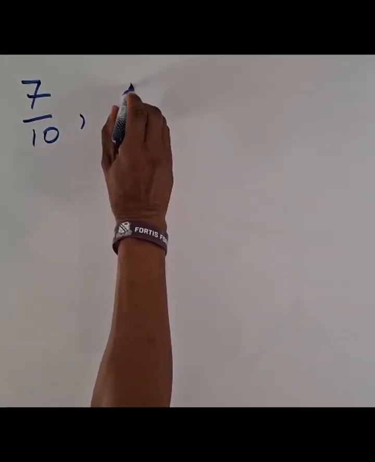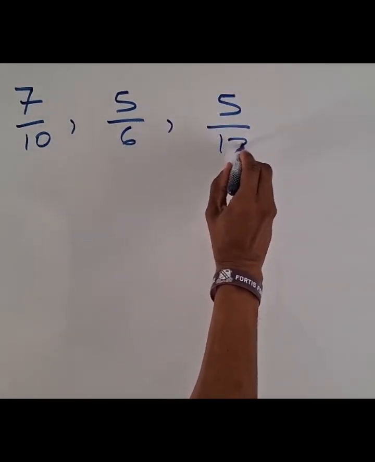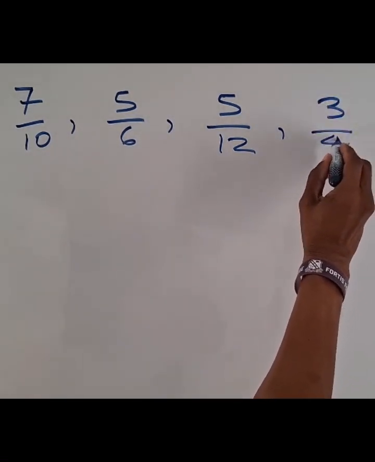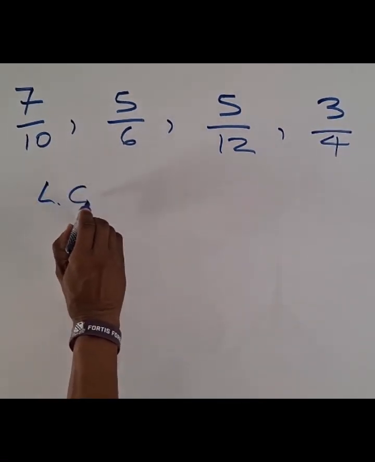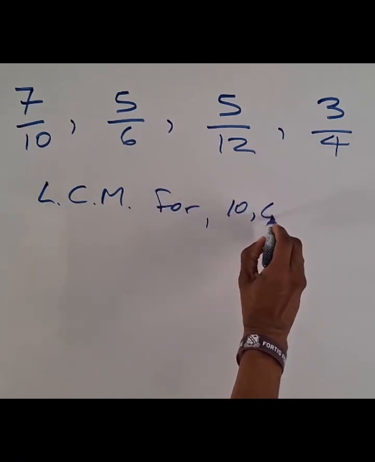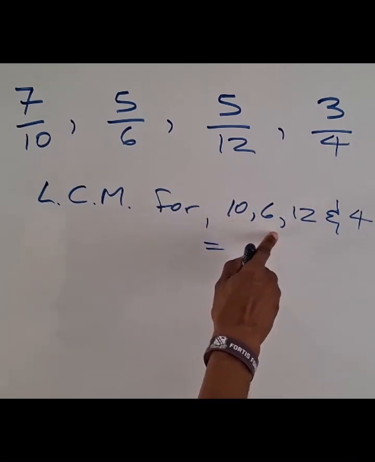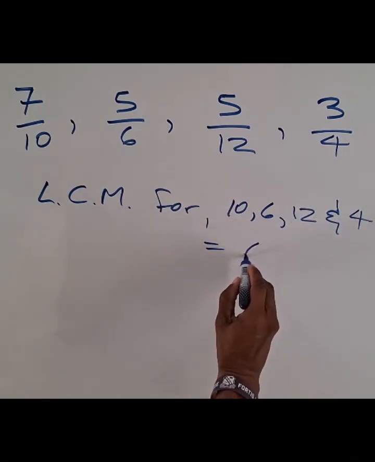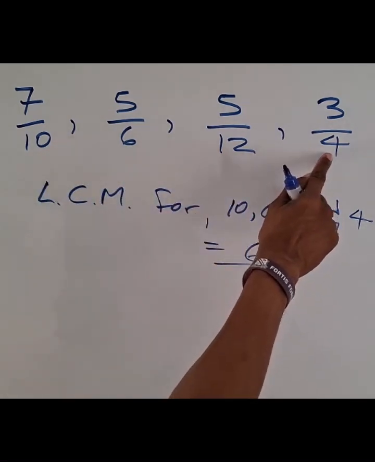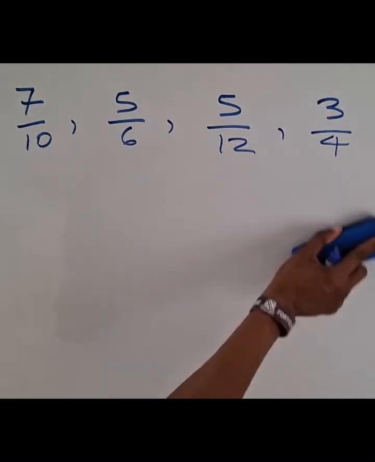So let's do our next one. Just pick some random fractions, and then we focus on the denominator. Okay? So we have 7 over 10, 5 over 6, 5 over 12, and 3 quarters. The LCM for this being 60. Okay? I may have to do a video on easy ways of finding the LCM, but the LCM right now for this is 60. So we're going to convert 7 over 10 to where we have the denominator being 60.